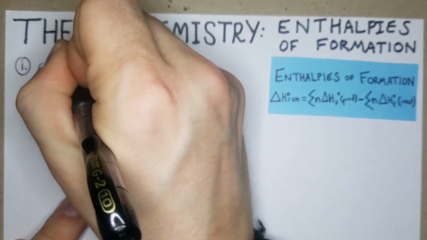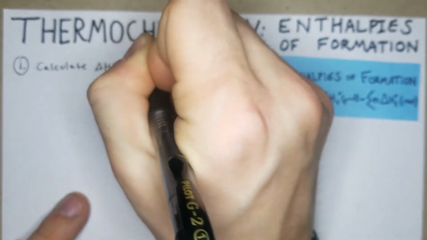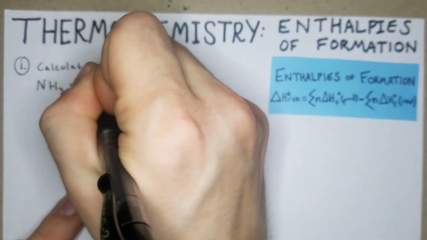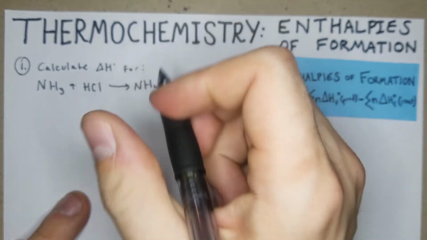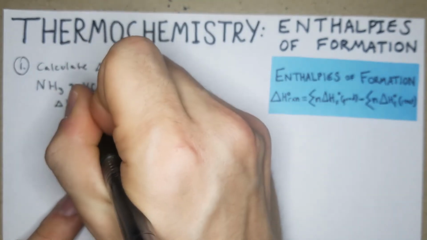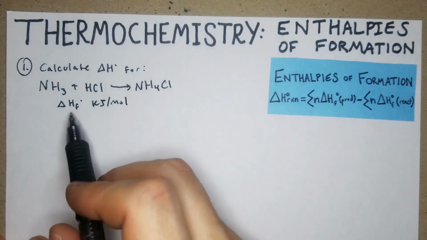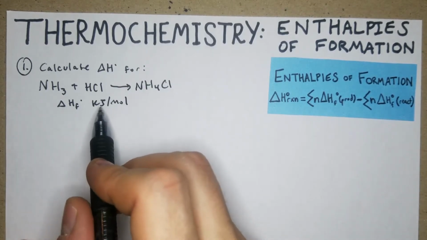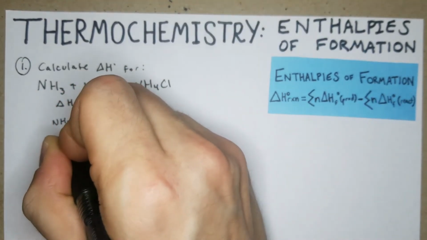Here we go. So the first problem: calculate delta H for, say, NH3 plus HCl yields NH4Cl, and given the enthalpy of formation in kilojoules per mole for each of these, which is going to be listed below in most cases.